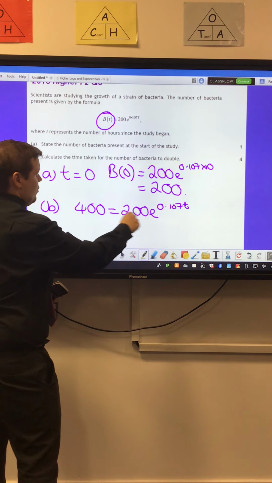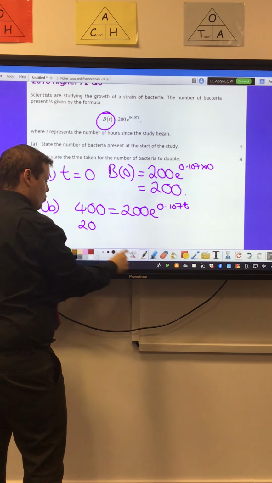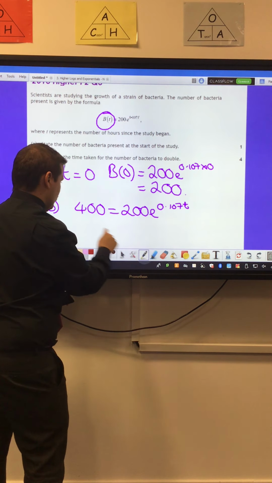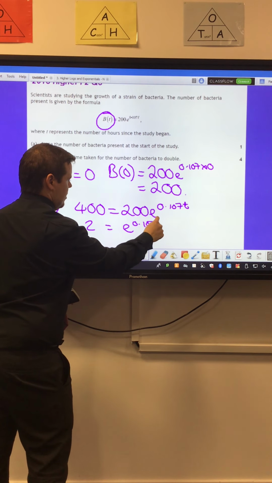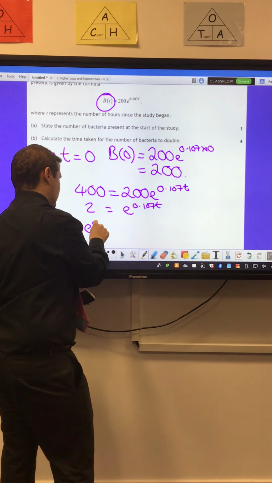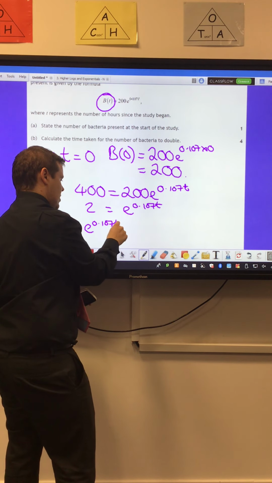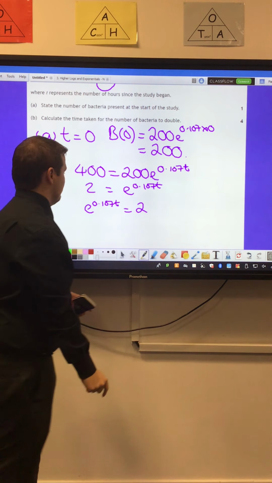I'm going to divide both sides by 200 to get e by itself. That's going to give me 2. Sorry, I've written 20. 2 equals e to the 0.107 t. I don't really like it like that. I'm just going to flip it around. So e to the 0.107 t equals 2. Now I'm back where I was before.